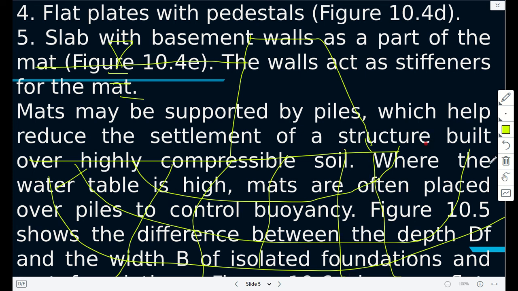So what happens because of this kind of behavior? There will be some force applied by the water as it moves up, because water applies pressure in all directions. There's an uplift force because of the flow, because of the seepage, which you can calculate.